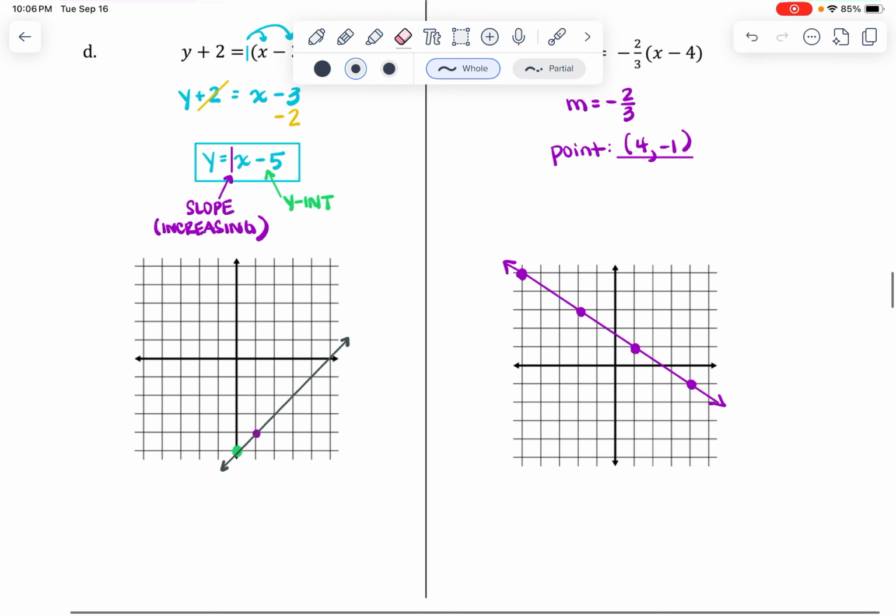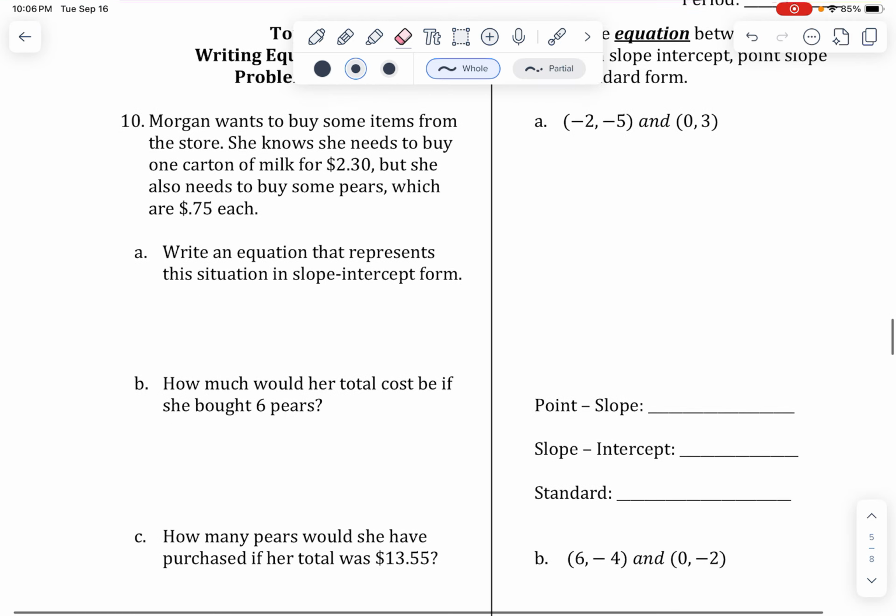Oof, all right, that was a lot of graphing. Now let's go do some story problems. Here we go.